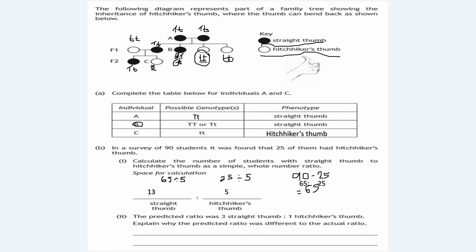Then it says the predicted ratio was 3 straight thumb to 1 hitchhiker's thumb. Explain why the predicted ratio was different to the actual ratio, and for that question you had to remember that every time this comes up, you need to put that fertilization is a random process and it involves the element of chance. So well done if you managed to get that all correct. If you didn't, you need to go back and watch video 21 again.